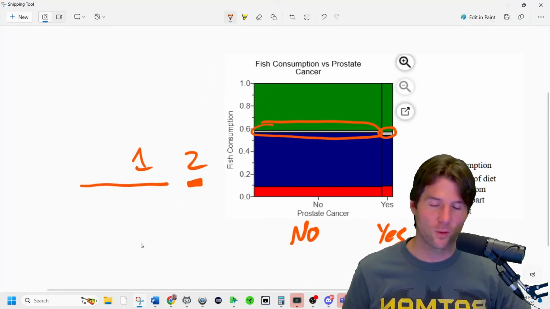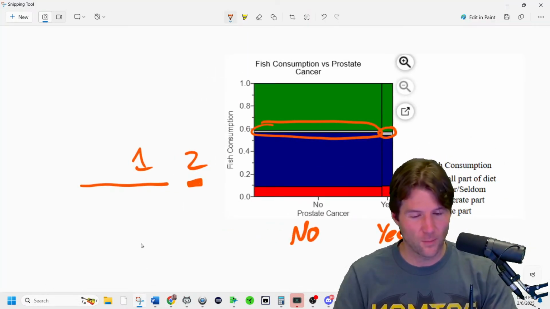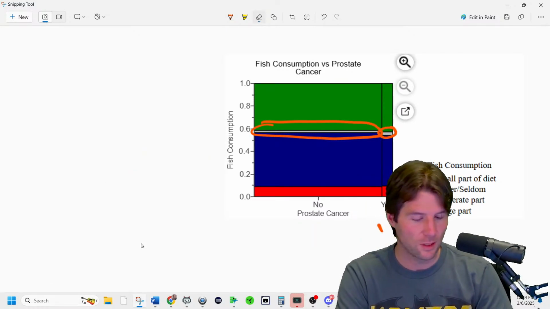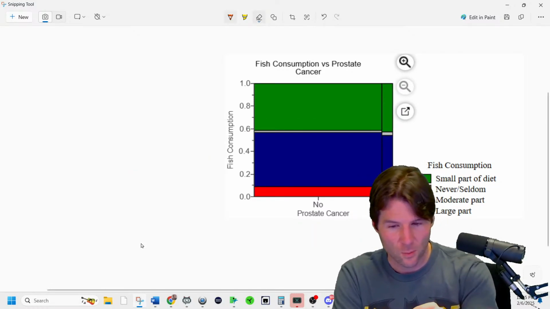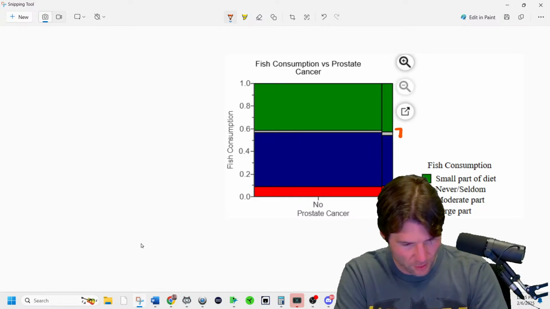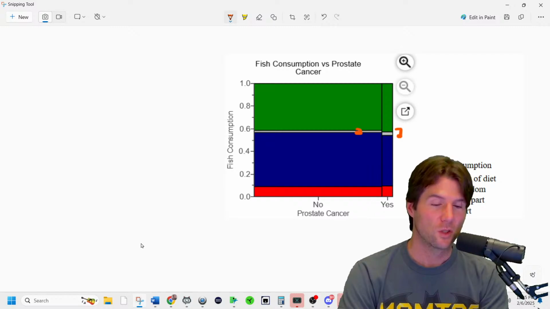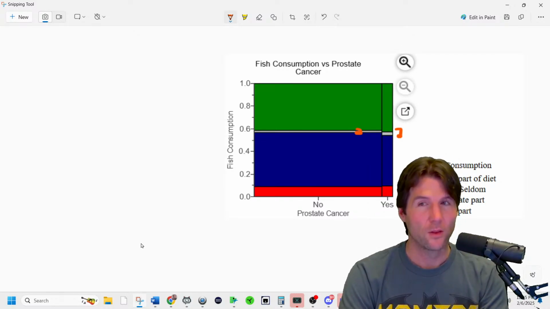The second question is not asking about the amount of data. It's asking about the percentage of the data. So now we're looking at the conditional distributions. The percentage is observed based on the height of the bar, so within the yes group, there is a greater percentage.